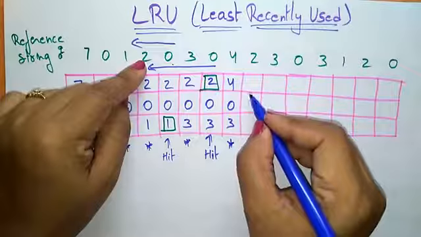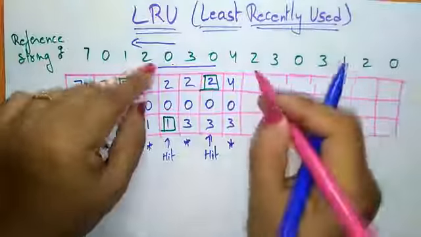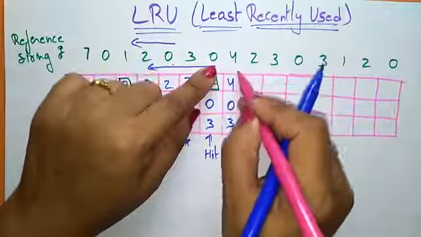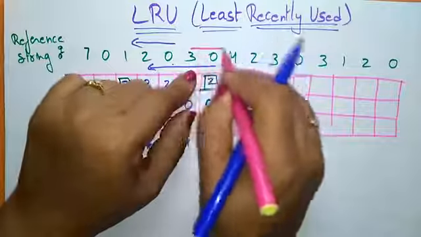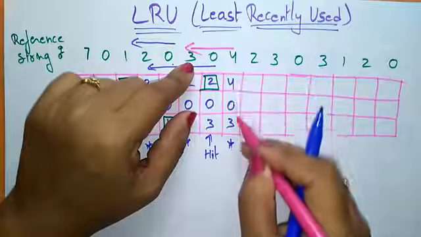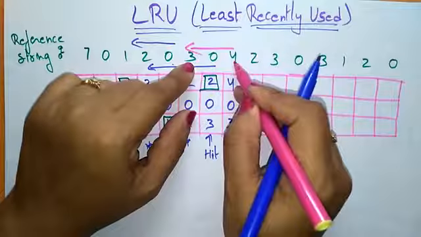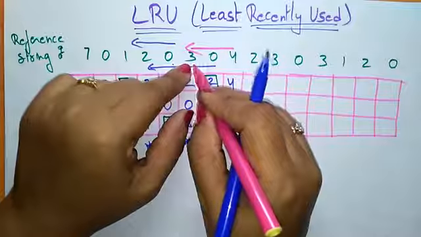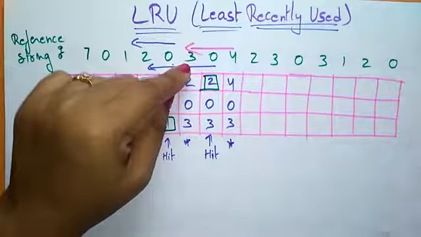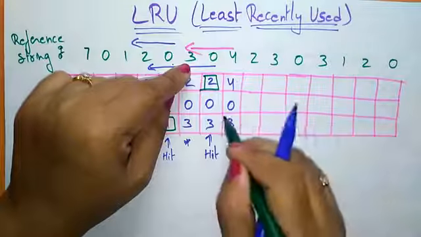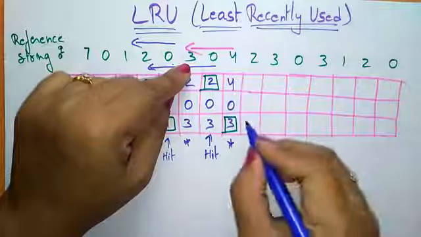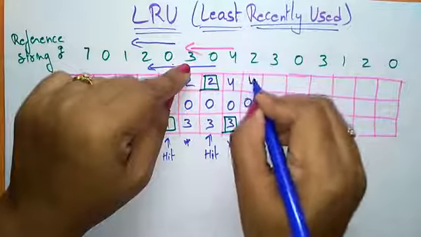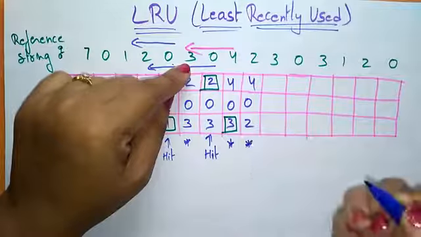Now I have to write 2. So check which is the least recently used, 4 or 0 or 3. From this, 4 is most recently used. So the least recently used is 3. So in place of 3, I have to write 2, 0, 4. So this is a page fault.